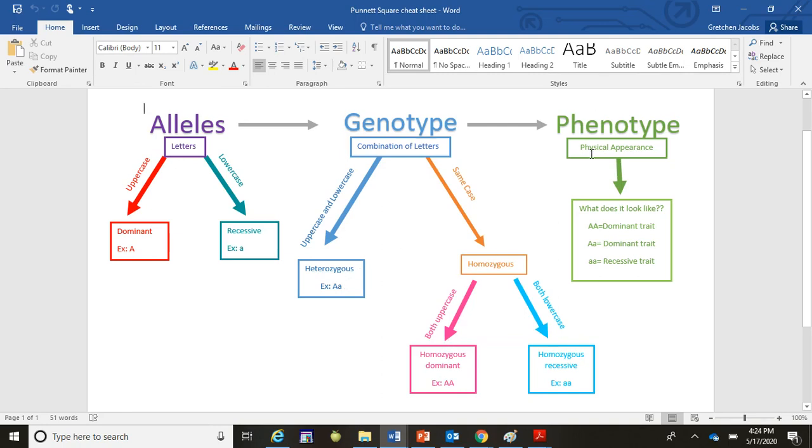And that leads us to our phenotype, which is our physical appearance. So what does it look like? Homozygous dominant looks like the dominant trait. Heterozygous looks like the dominant trait. And again, the only time you actually see the recessive trait is when you're homozygous recessive.